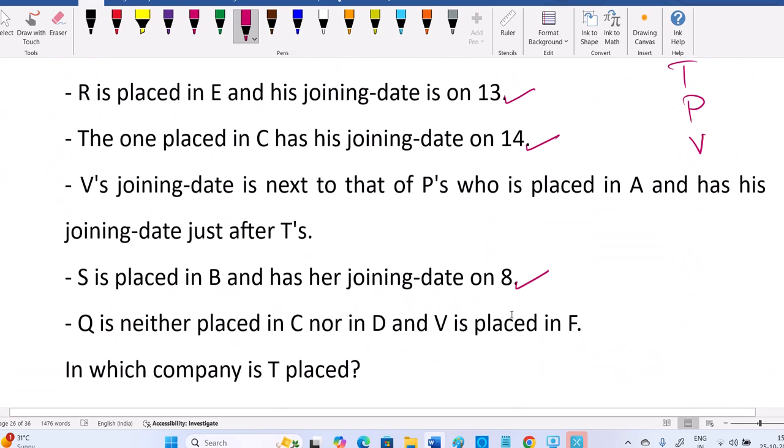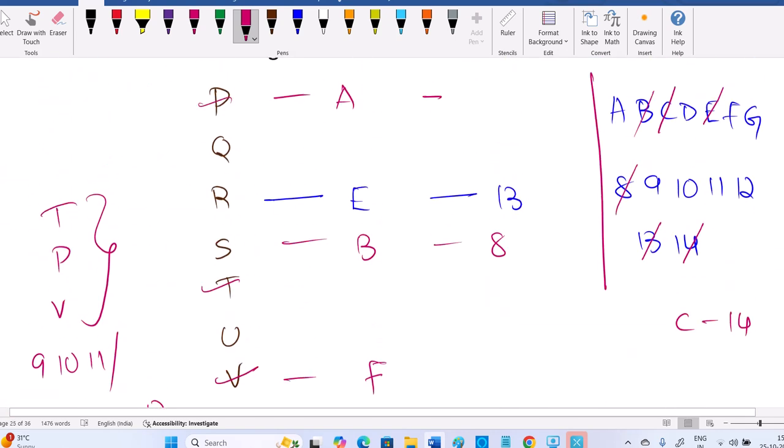Then C14. Who takes C14? Q is neither C nor D, so U is C and 14. Observe why I'm giving U C and 14. Because two slots are empty and required, available for Q, T and U. But T is already taken, 9, 10, 11 or 10, 11, 12. Why not Q, sir? Q is neither C nor D. Q and T are out. Now I can only assign U. So U completed, C14.